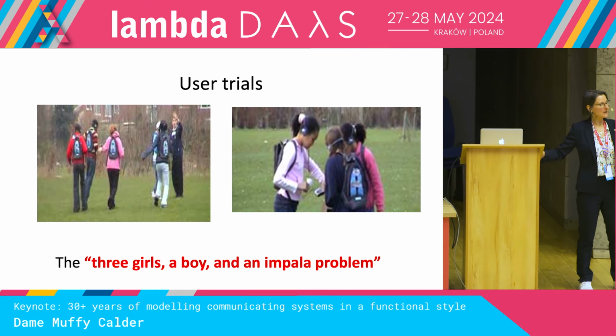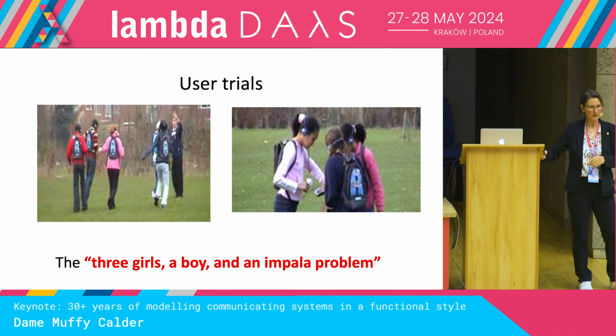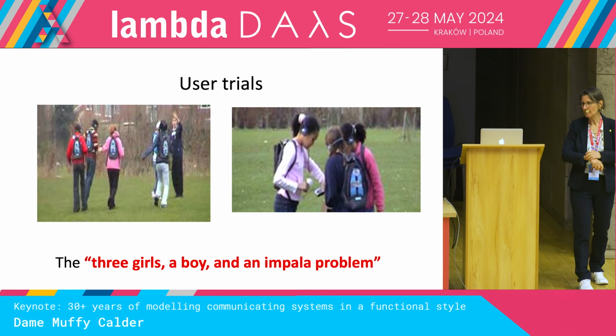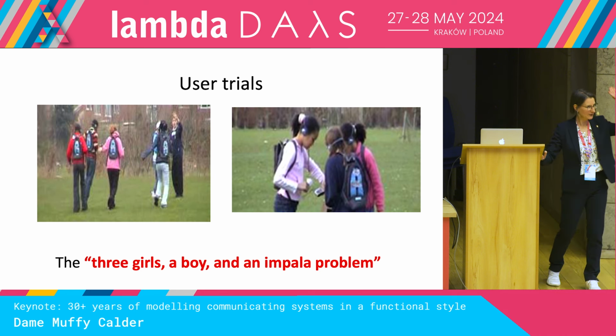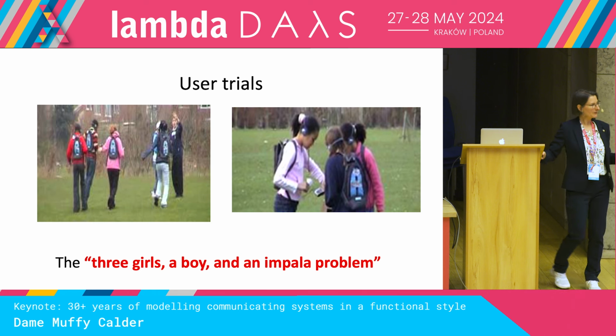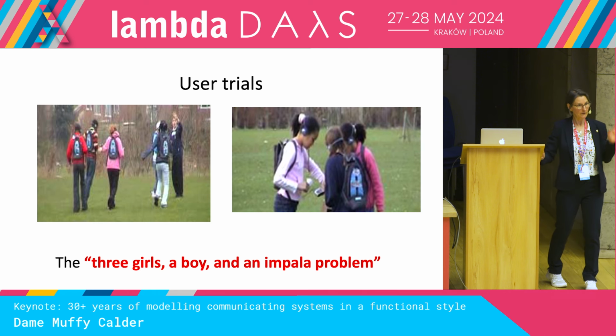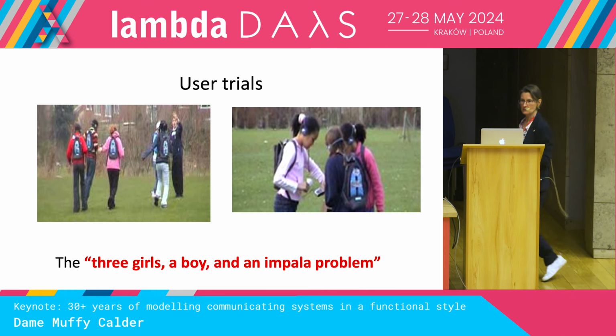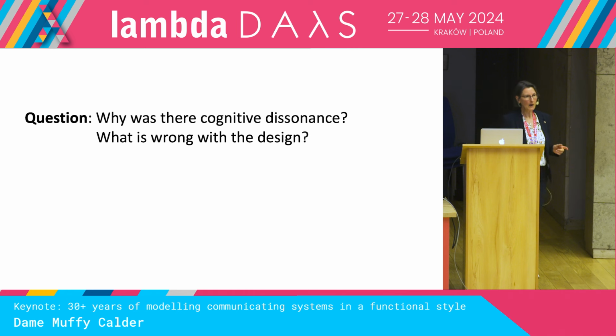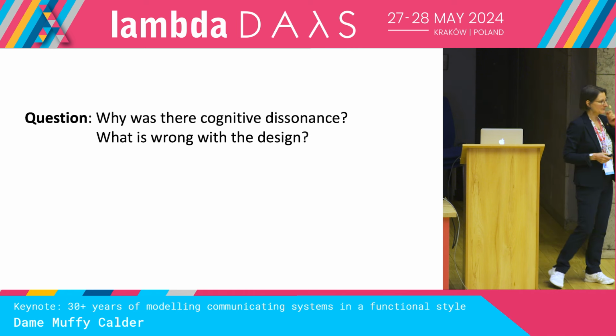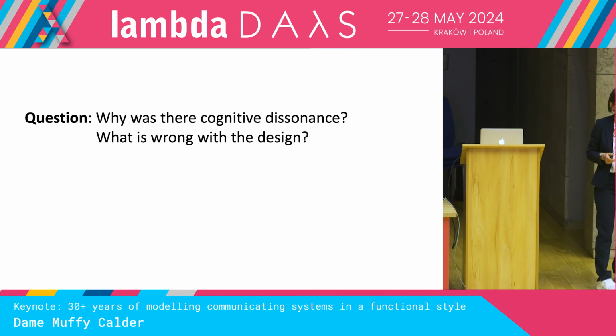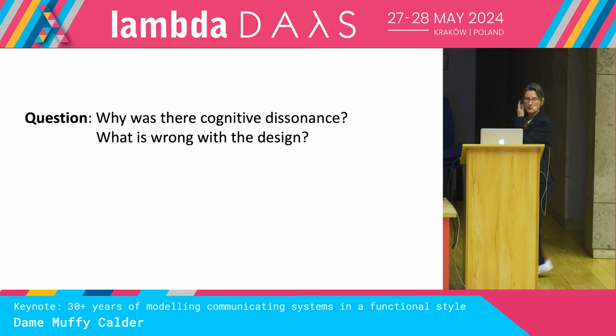Now, I was brought in. After they developed this game, they'd implemented it, and they did a whole load of user trials. Those photographs are from real user trials. And there were some problems. And there was this thing they called the three girls, a boy, and an impala problem. And when you've got a problem like that, what do you do? You call in your modeler and say, Muffy and Michaela, what on earth is going on here? So our task was to figure out why there was cognitive dissonance. Why were these players suddenly very confused about where they were in the world? And what was wrong with the design?